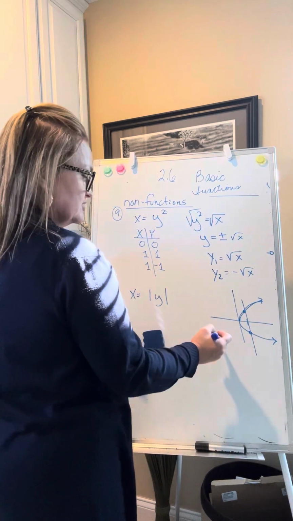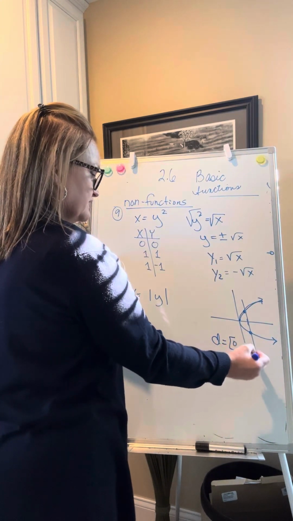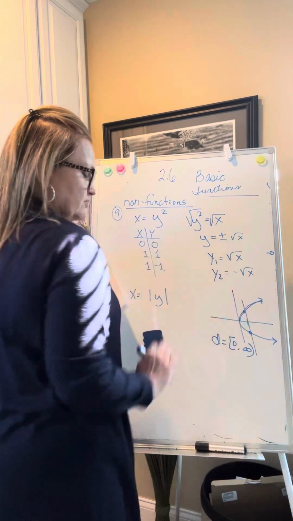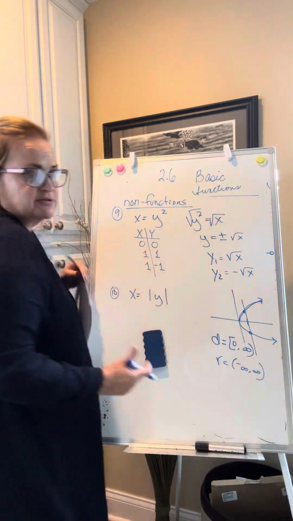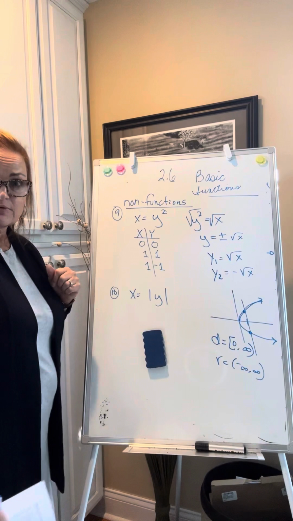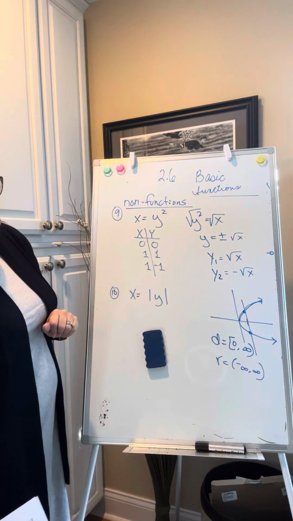So it does have domain and range. The domain is 0 to infinity. It starts at 0, goes to the right. The range is all real numbers, negative infinity to infinity, this time. So it's almost like the other ones, just things have been flipped around. You know, it's obviously still a parabola, but it's on its side.